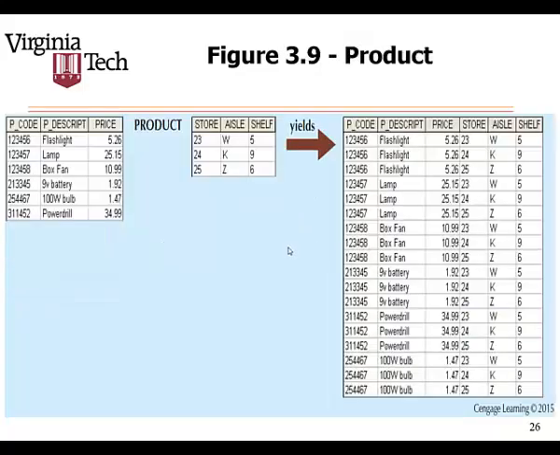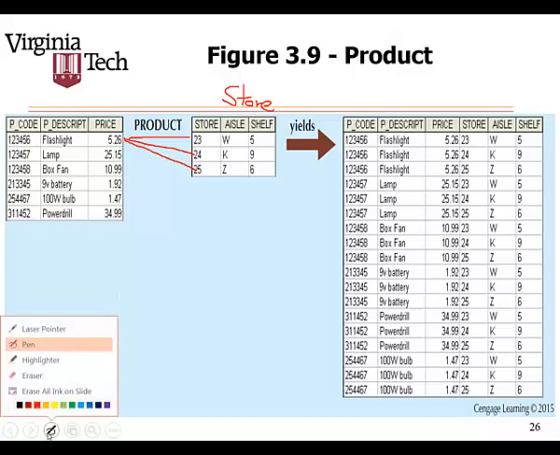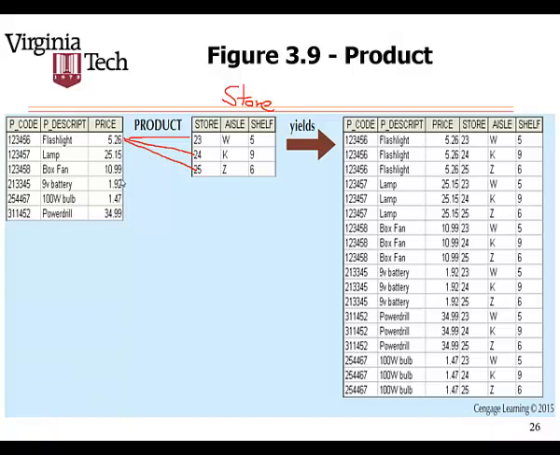All right, so now here we have an example of a Cartesian product. And what that means is we're going to take every row of product and combine it with every row of store, or whatever that table is. And then we're going to do that for every row.